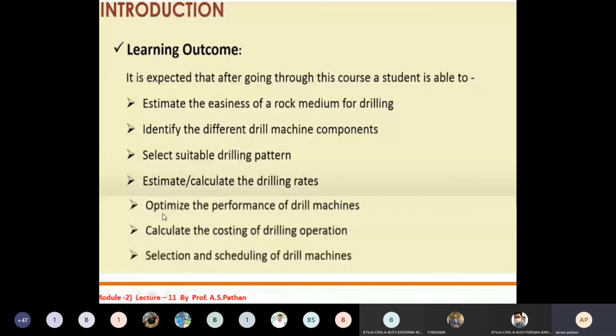Then you should be able to optimize the performance of the drill machine. You can understand how to optimize the performance. Then calculate the costing of the drilling operation. Then selection and scheduling of drill machines: which type of drilling machine is generally used, and we have to select it and then schedule that machine on a particular project. So these are the learning objectives we will get after completing this course on drilling and blasting.